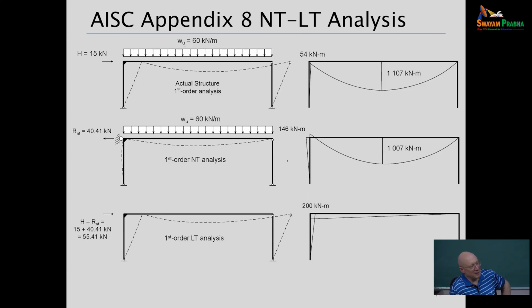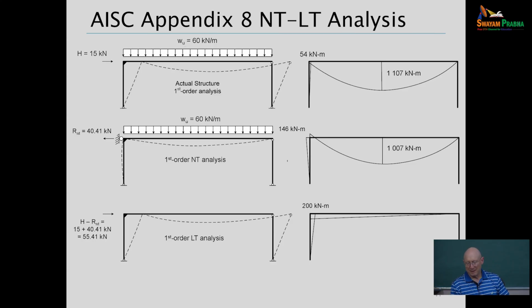Well, the LT part is we're going to say, okay, take the negative of the reaction in your hypothetical supports that were preventing side sway. So you're applying that reaction in the reverse direction along with any lateral load that's on the system. Analyze the frame, first order analysis, for that. That's your LT analysis, lateral translation.